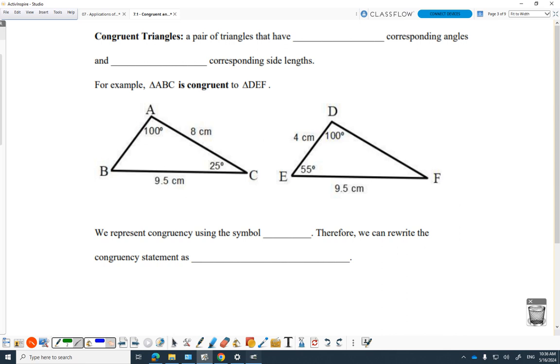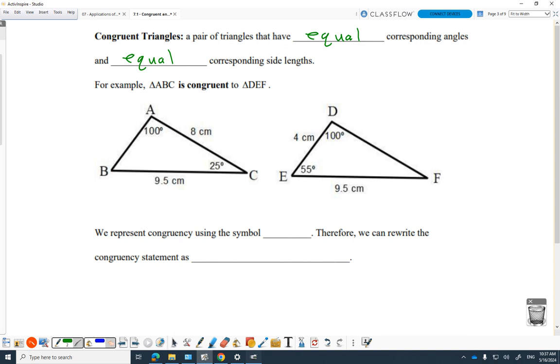Congruent triangles: a pair of triangles that have equal corresponding angles and equal corresponding side lengths are called congruent triangles. Congruent means equal. They're the same triangle. Not that interesting, I must tell you, mathematically. If they're exactly the same, what do we care? The only thing we'll care about is making sure that they are equal. Maybe we don't have all the information.